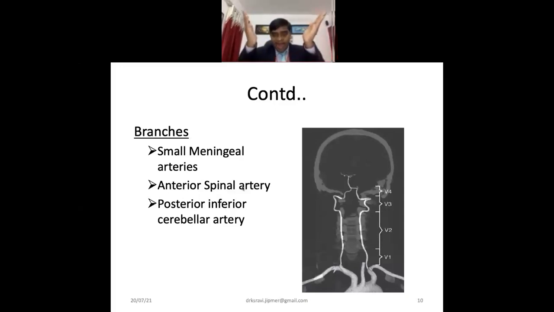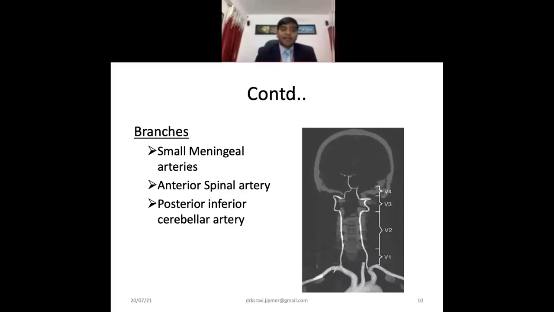So it will be the branch from the vertebral artery, or sometimes it may be a branch of the posterior inferior cerebellar artery. It divides into two branches, and along the medial side and the other along the lateral side of the dorsal roots of the spinal nerves, you will find this posterior spinal artery.